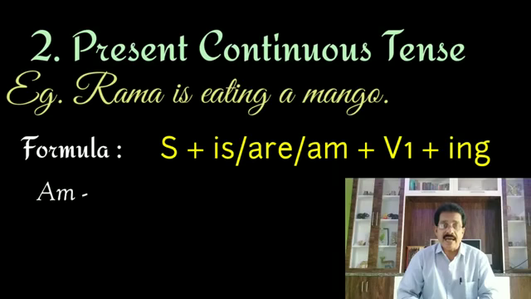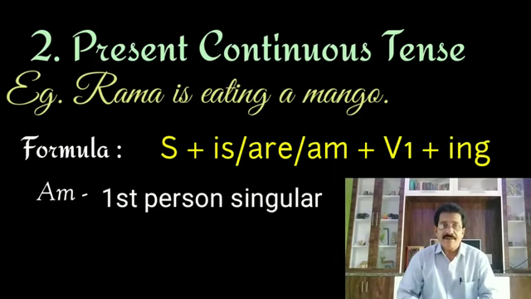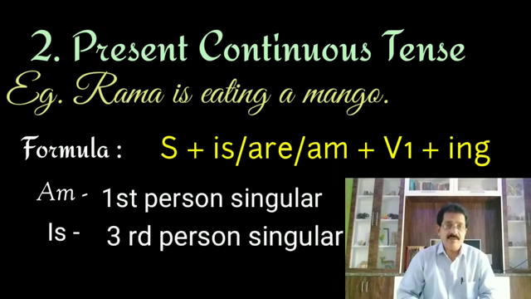Now when do we use am? Am comes only with first person singular. I am eating a mango. Not with any other person. Only with first person singular. What about is? Is can be used only when the subject is third person singular.